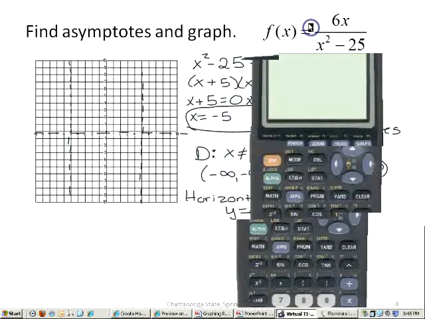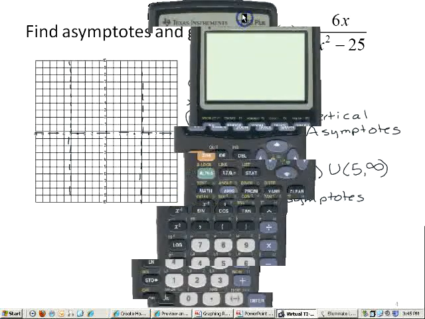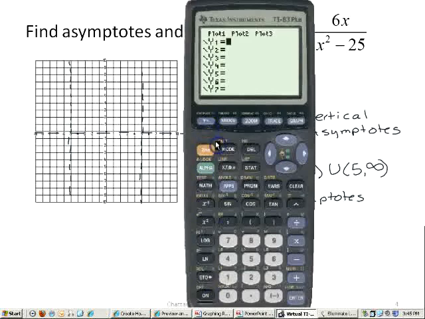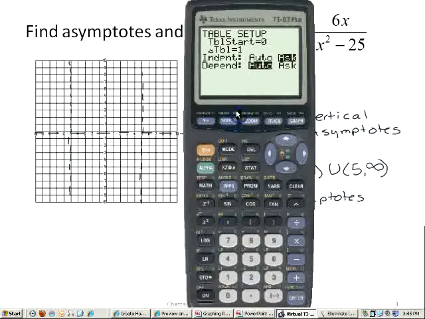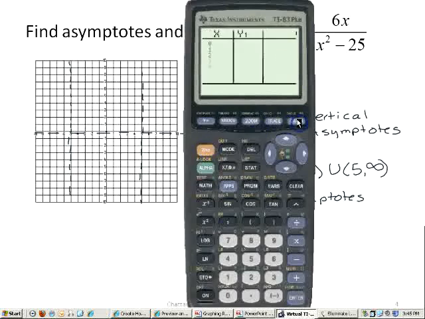I want to type my function in, my y = screen. You see my function is 6x divided by x squared minus 25. Then I want to go to my table. Table is second graph. Now I have my table set up in ask mode. To set the table in ask mode, you go to second window. You can use the ask mode, but I'm going to change mine back to automatic mode here. So I'm going to put it on auto and now go back to my table. Your calculator may already be in auto mode.